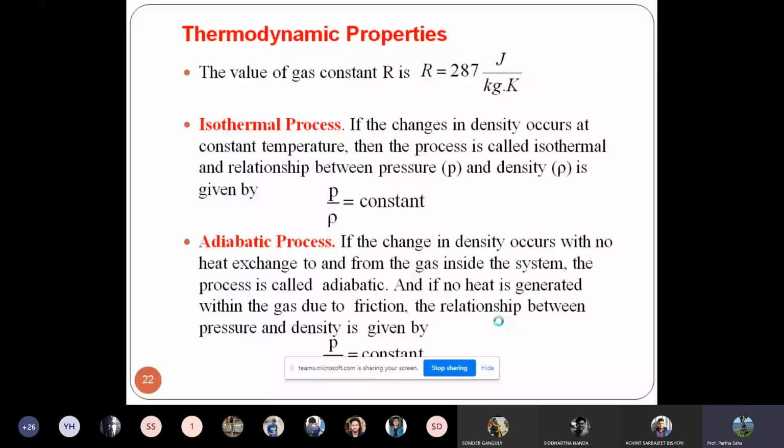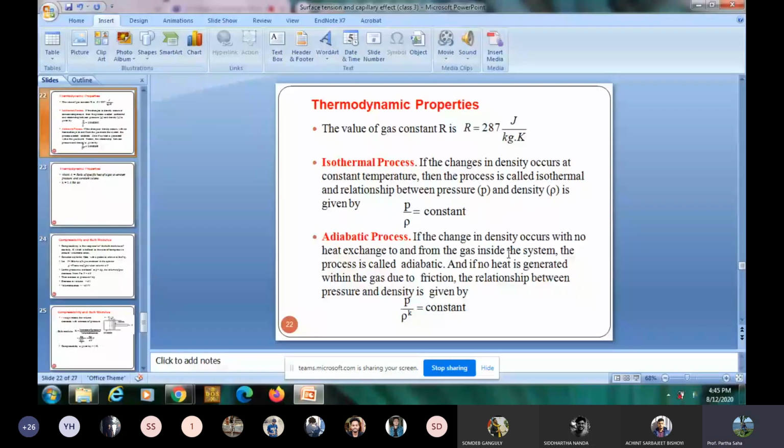If the change in density occurs with no heat exchange to and from the gas inside the system, so there is no heat exchange to the outside, whatever heat is generated remains within the system, then the process is called adiabatic. If heat is generated within the gas due to friction, the relationship between pressure and density is given by P/rho^k = constant, where k is called the ratio of specific heat of the gas at constant pressure and constant volume.